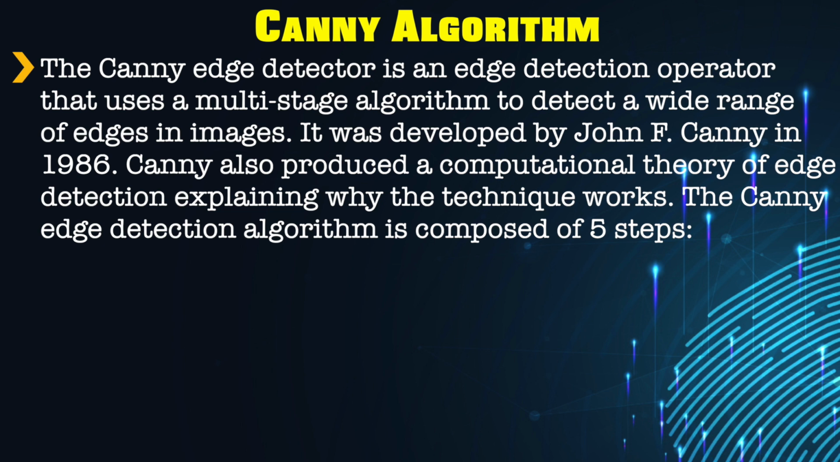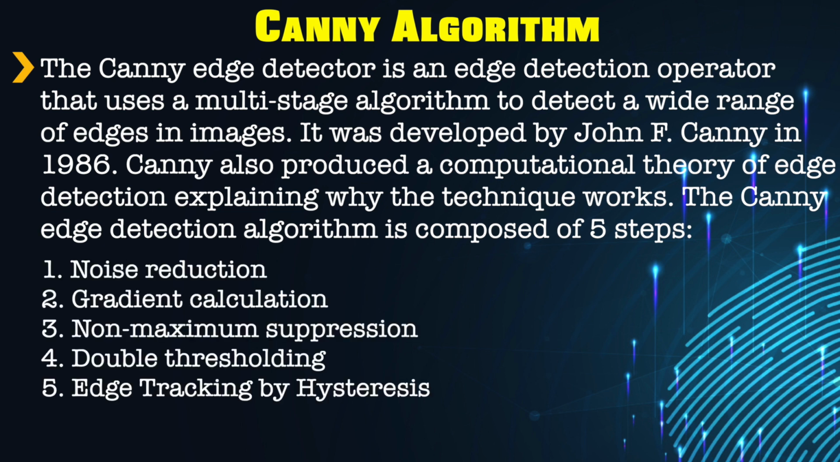The 5 steps of Canny edge detection are: first, noise reduction; second, gradient calculation; third, non-maximum suppression; fourth, double thresholding; and fifth, hysteresis, which means tracking the edges of the image with the help of hysteresis. We will see every algorithm and implement every step in Python in detail.